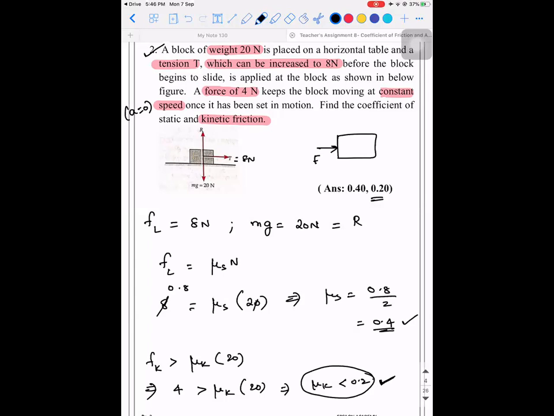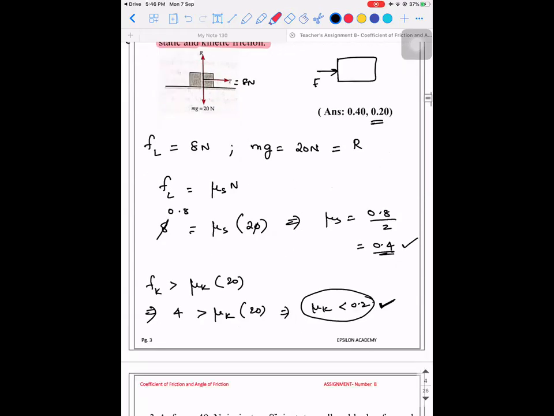Shall I move on to the next question? So tell me one thing, are you able to understand how to collect the data from the question whenever it is based on friction? Sometimes they indirectly give you information about static friction and limiting friction, similarly about kinetic also. So you need to be very careful. Okay, I'm moving on to the next part.